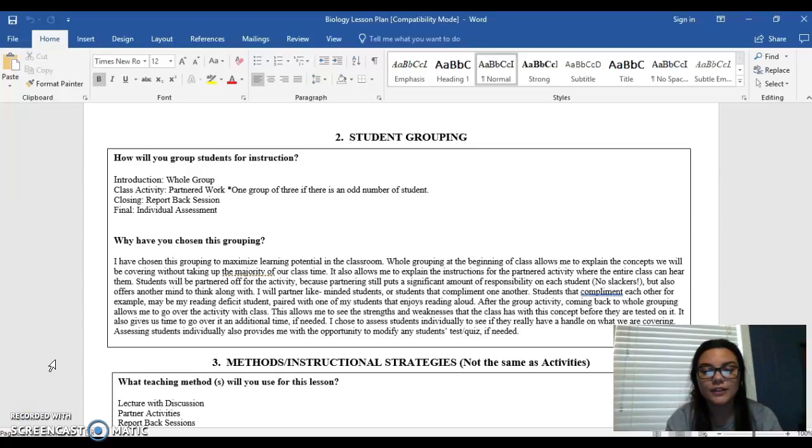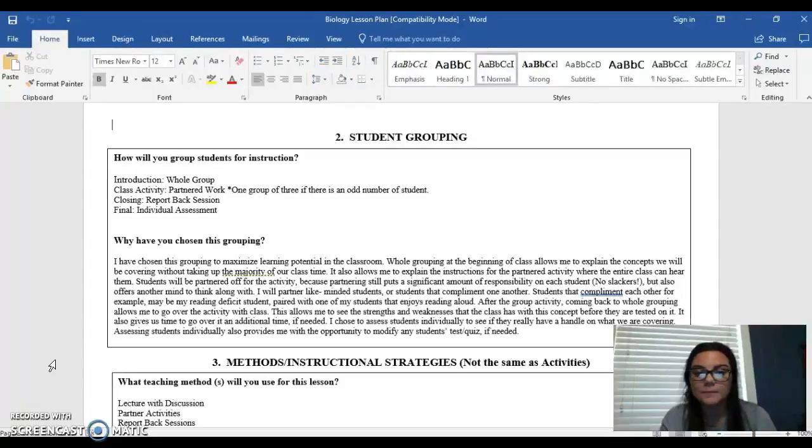So for Section 2, Student Grouping, I chose to do my introduction as a whole group. My class activity is partnered work, closing is a report back session, and the final piece of our classroom is an individual assessment. I've just explained the concepts that we'll be covering without taking up the majority of our class time. It also allows me to give instructions for the partnered activity that they'll have where the entire class can hear it.